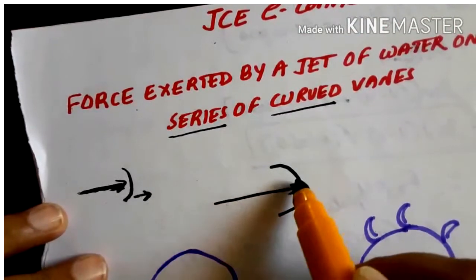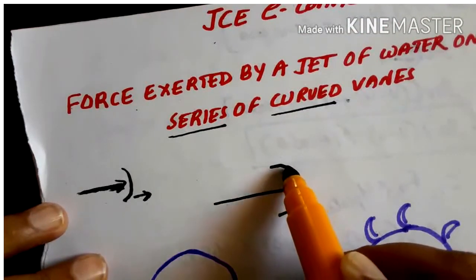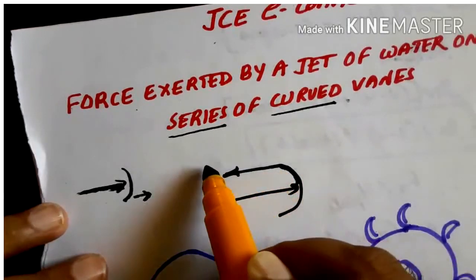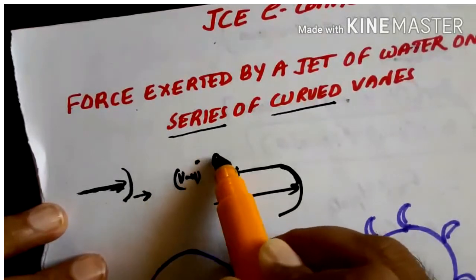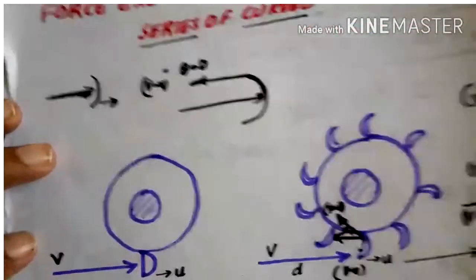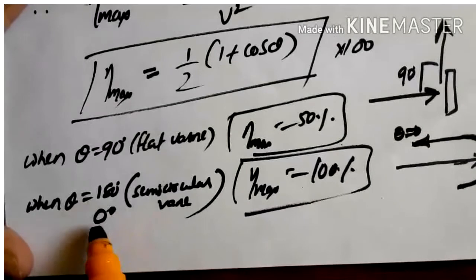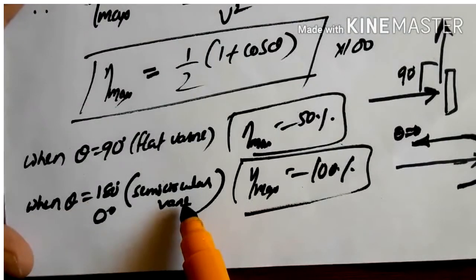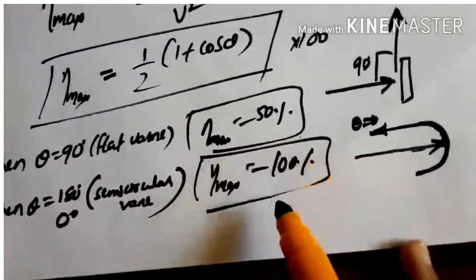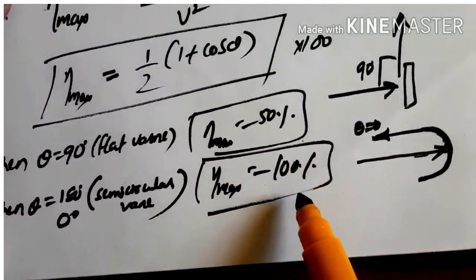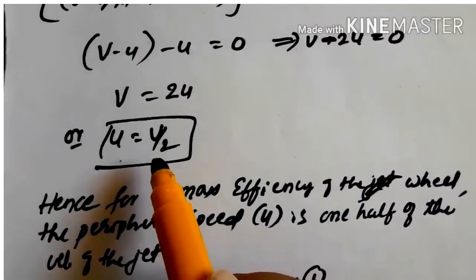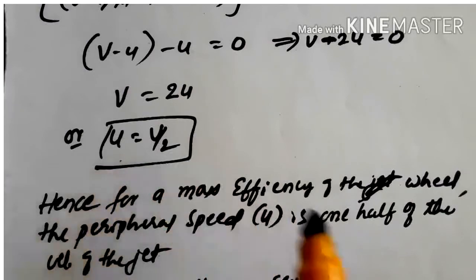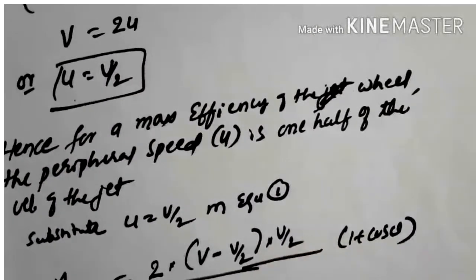And the jet strikes. After striking, the water will glide over the surface like this, then it will exit like this. Suppose this is v minus u, but it is making an angle of 0 here. So when theta is 180 or 0 degrees, it means a semicircular vane, and the efficiency will be maximum, that is 100%. The efficiency is maximum when the vane velocity becomes half the jet velocity. This is a very, very important derivation.